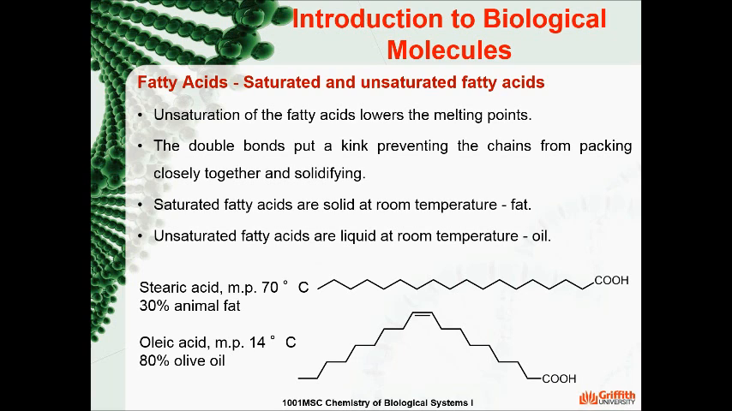For example, stearic acid is a saturated fatty acid that is found in animals. It has a melting point of 70 degrees. Oleic acid is monounsaturated. The double bond causes a kink which prevents molecules from stacking together, so it has a lower melting point of 14 degrees. This fat is the major component of olive oil.